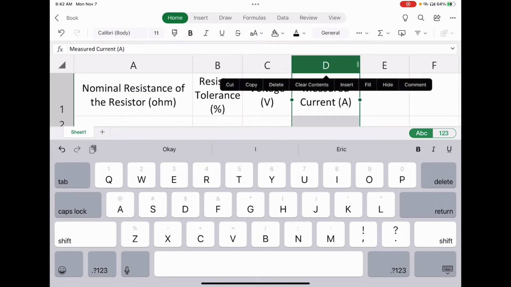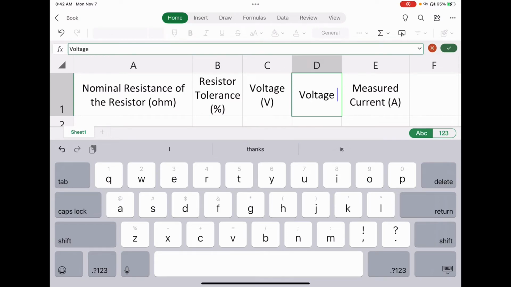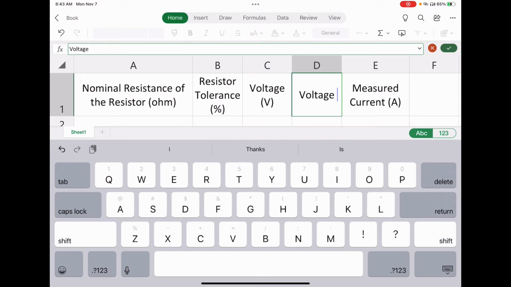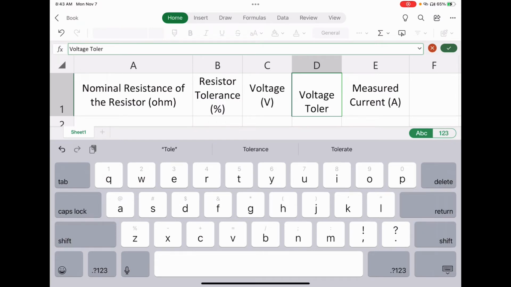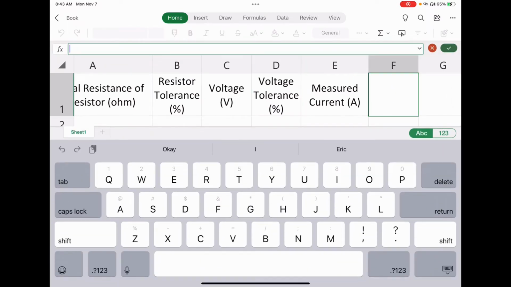Okay. And let's do the same thing for voltage. I'll just do the same thing. Voltage tolerance. I would rather say something else, but I'm going to put tolerance and I'll just have to suffer if I'm incorrect. Should probably be some good suffering. And then we're going to have our current and it's going to have a tolerance as well.